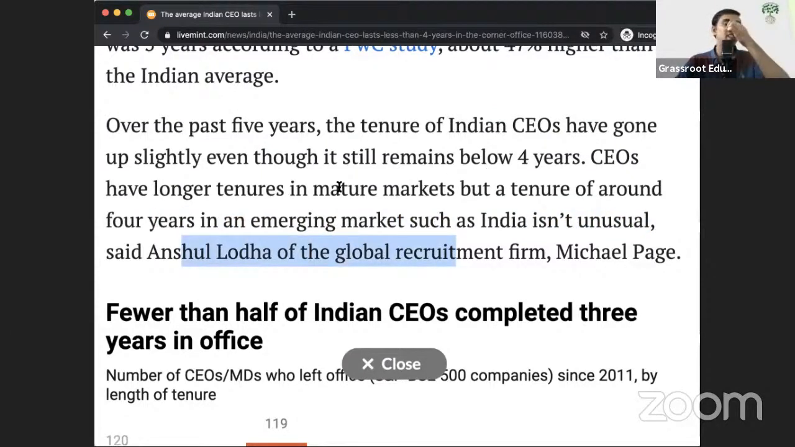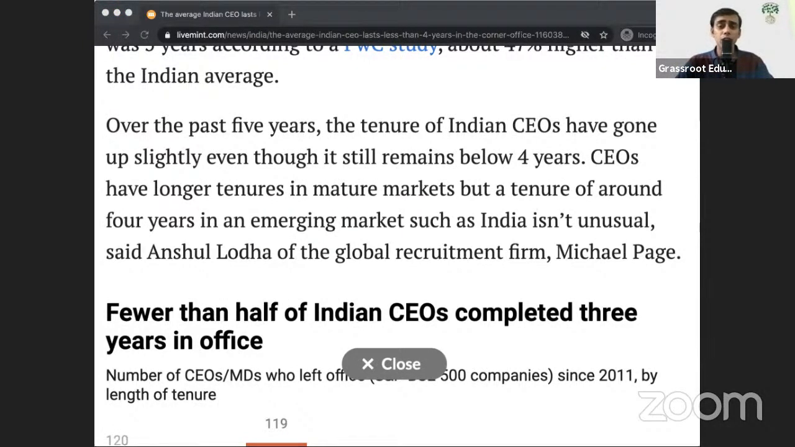It says that in mature markets, in countries like, say, the US and in Europe, CEOs can have a longer tenure, no problem there. But in India, which is called an emerging market, which means there are lots of changes, right? So people's skill sets also vary. Some CEOs might be very good at people management, some might be technically very good, and so on.